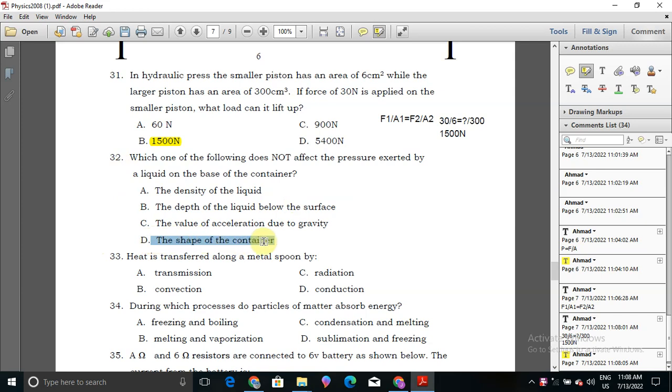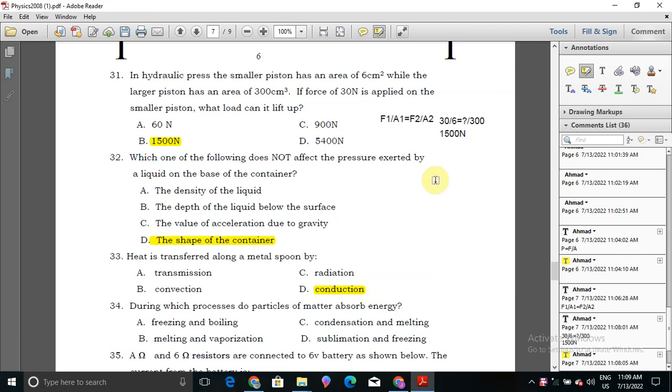Why? Because the value of acceleration due to gravity and the depth of the liquid below the surface and the density of the liquid affect the pressure exerted by a liquid on the base of the container. Now question number 33 says heat is transferred along a metal spoon by what? Transmission, convection, radiation, or conduction? Of course it will be conduction, because conduction uses a medium, but convection, it doesn't use a medium. Transmission is not between them really, and radiation is through a vacuum.